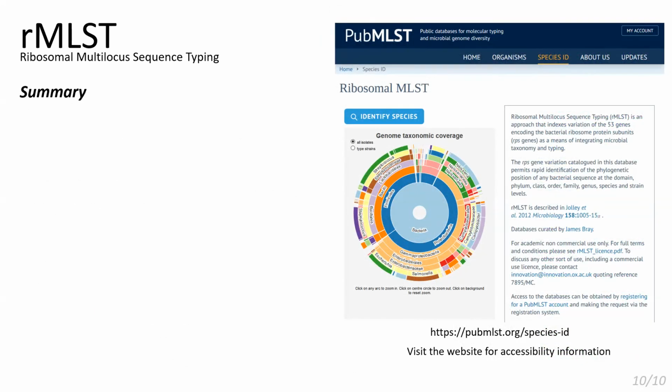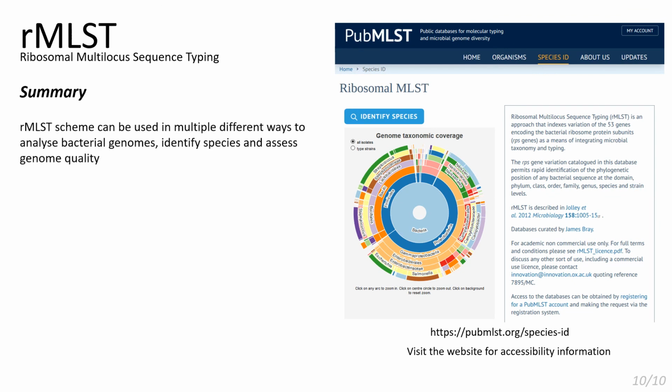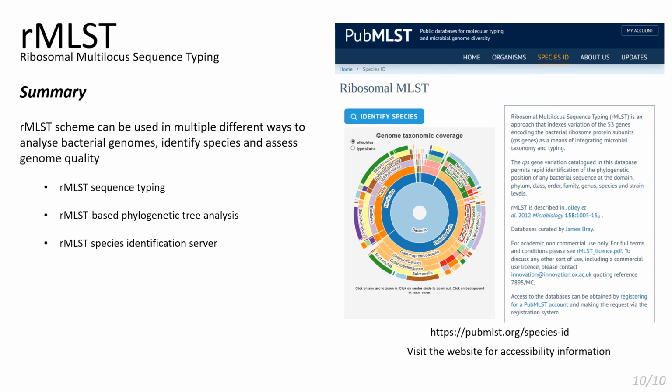So to summarize, the rMLST scheme can be used in multiple different ways to analyze bacterial genomes, identify species, and assess genome quality. I've described 3 different approaches, all linked through the common theme of defining and using rMLST alleles. These are rMLST sequence typing, phylogenetic tree analysis, and the rMLST species identification server.